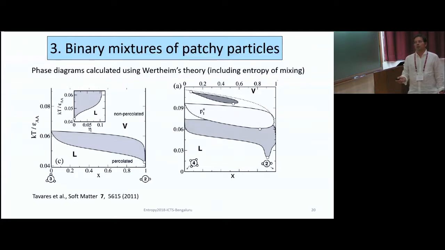One rich with particles with 2 patches, and another rich with particles with 4 patches. So you have here a demixing transition between 2 network liquids that doesn't appear in this case, 2 and 3.